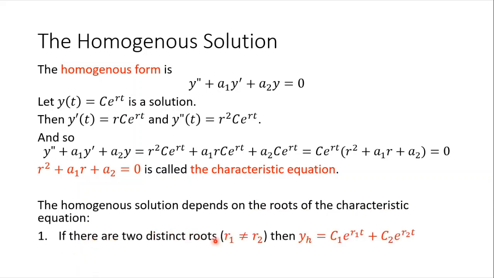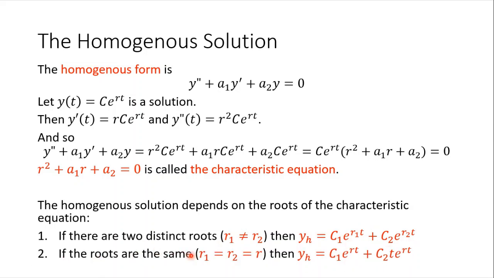If there are two distinct real roots, then the homogeneous solution will be C1 e to the power of r1 t plus C2 e to the power of r2 t. Remember, originally we let the solution be C e to the power of rt, and then we get that r is actually r1 and r2. So if we substitute back and use the linear combination of both of them, we will get this.